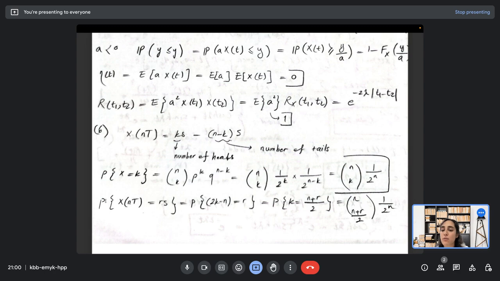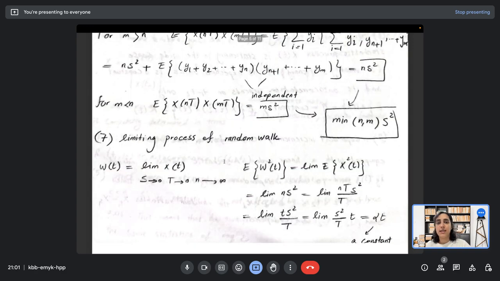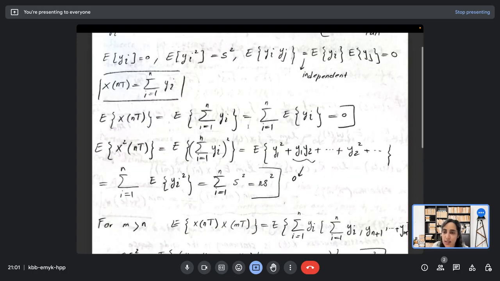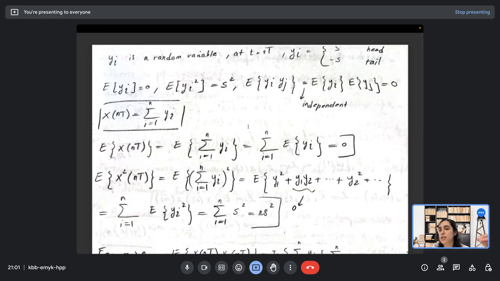But for the random walk, we have the same thing, but k is equal to n plus r divided by 2. So we are using the binomial distribution, and we are defining the k for the random walk as it is. So we calculated the probability distribution function.